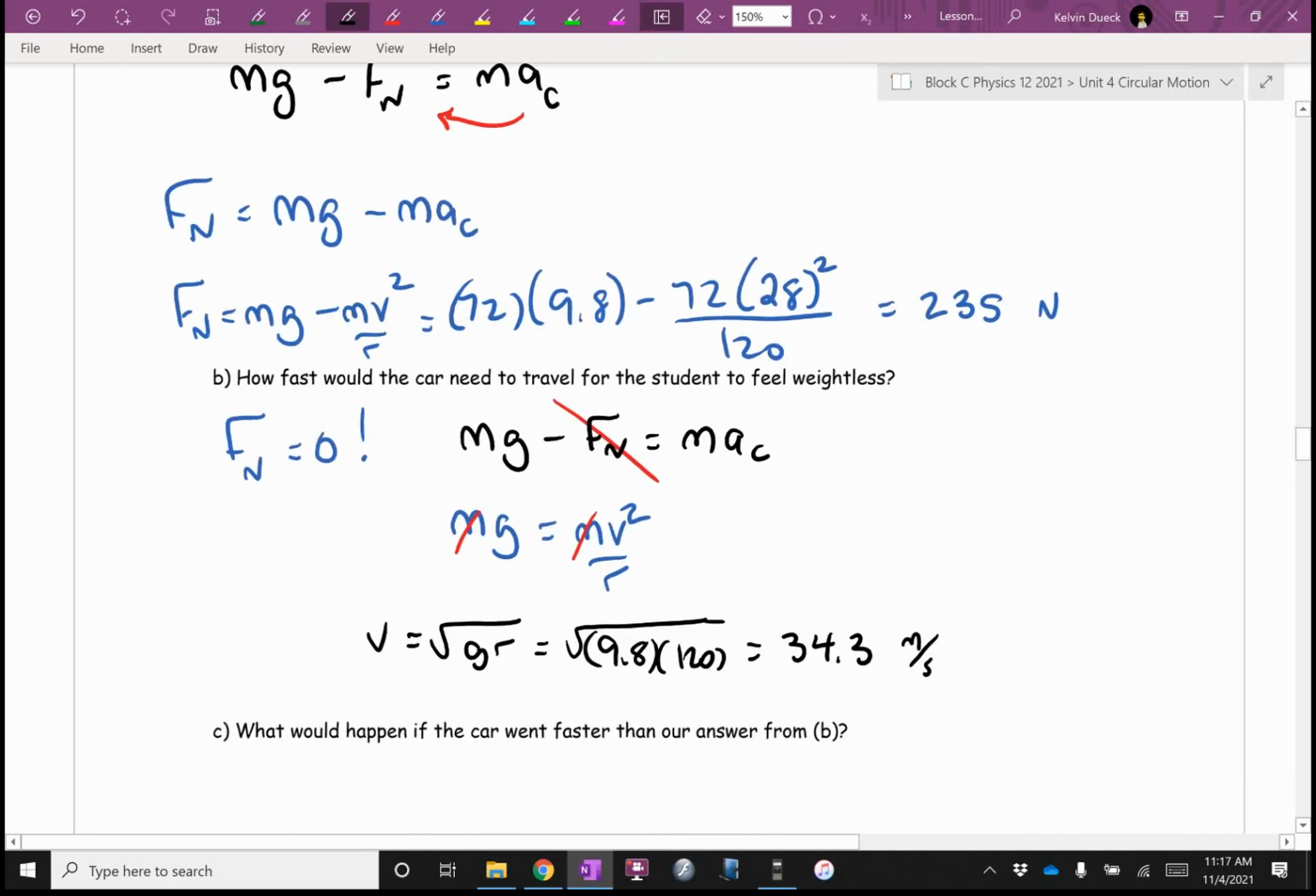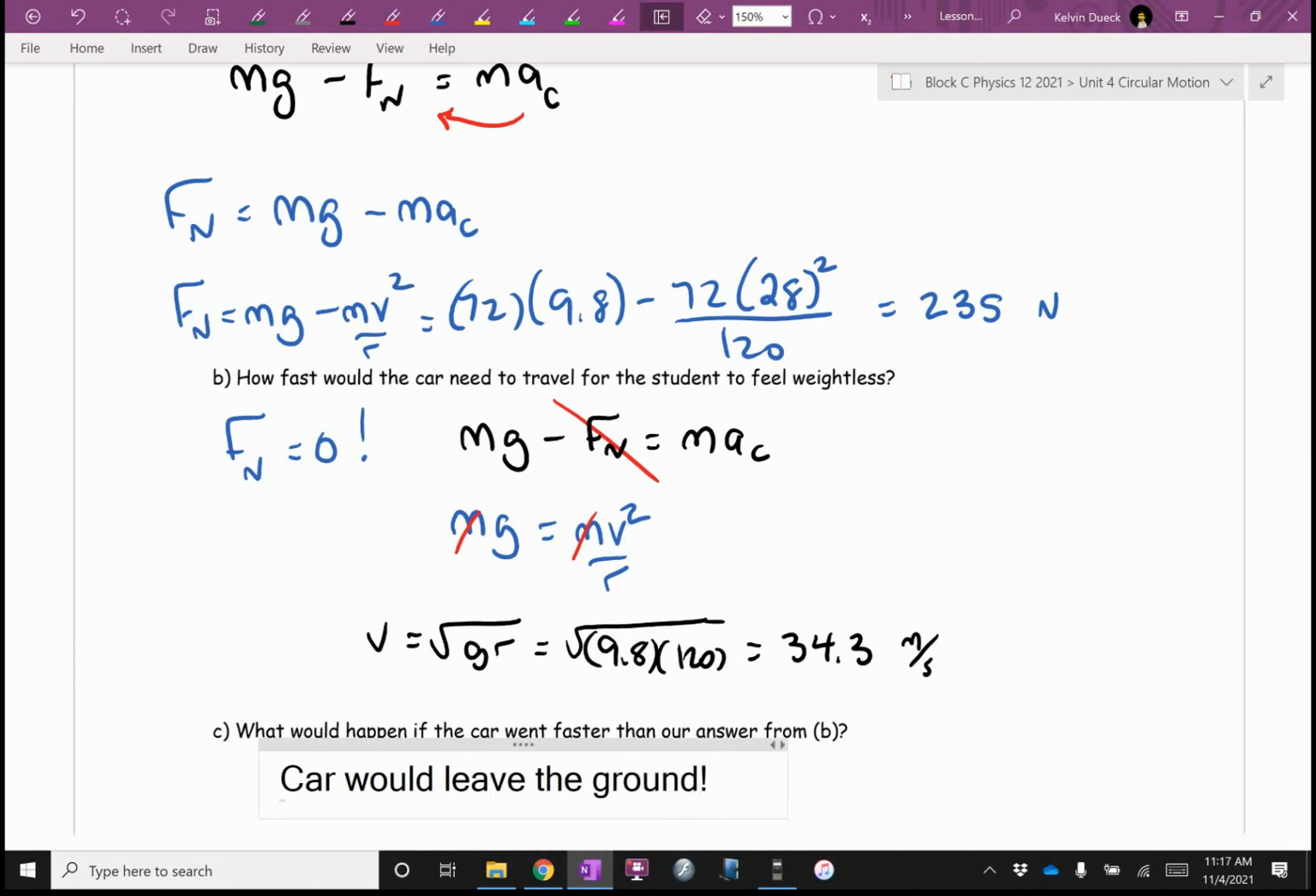What if you went faster than the answer from part B? You get error. Does that make sense? And again, some of this you might understand intuitively if you're doing the driving, but here's the physics of why. Go faster than the normal force of 0, something's got to happen.